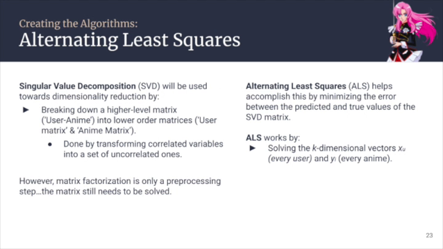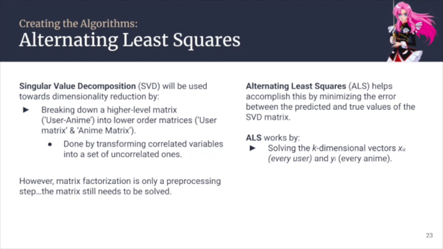Finally, I'll talk about alternating least squares. Singular value decomposition will be used towards dimensionality reduction by breaking down a higher level matrix into lower order matrices, which is done by transforming correlated variables into a set of uncorrelated ones. However, matrix factorization is only a pre-processing step, so the matrix still needs to be solved. Alternating least squares helps accomplish this by minimizing the error between the predicted and true values of the SVD matrix.